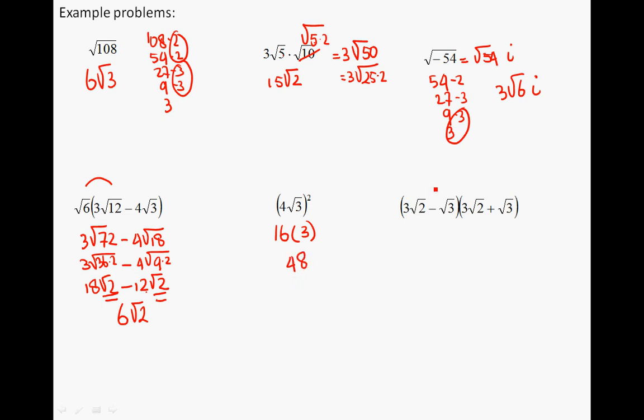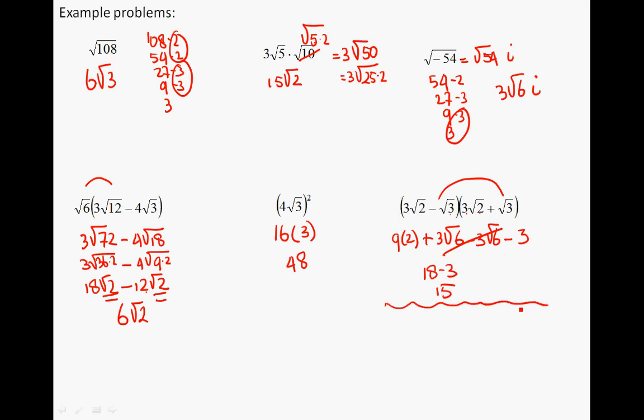How about this one? Well, you can do it the long way. You can do 3 square root of 2 times 3 square root of 2, which is similar to what we just did there. So 3 times 3 is 9 times 2, plus 3 times the square root of 2 times the square root of 3 is the square root of 6, minus the square root of 3 times 3 square root of 2, which is still the square root of 6, and then minus the square root of 3 times itself is going to be 3. The reason this one is a minus is because you're doing a negative square root of 3 times a positive. So negative times a positive is a negative. Then here in the middle you get a cancellation. So 9 times 2 is 18 minus 3 is 15. That would have been one way to do it.